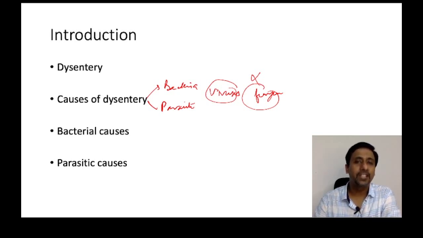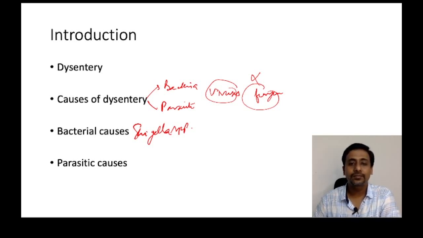Now coming to the bacterial causes of dysentery. The first one is Shigella species. If you remember, Shigella has 4 subgroups, and all the subgroups can cause dysentery. Just for a quick recap, the subgroups are subgroup A, Shigella dysenteriae, subgroup B, Shigella flexneri, subgroup C, Shigella boydii, and subgroup D, Shigella sonnei.